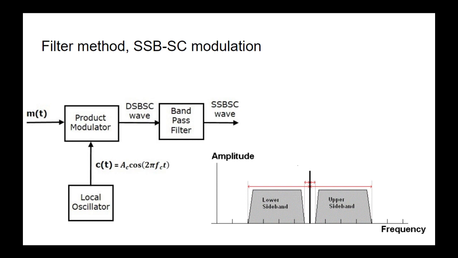You can see the block diagram here. Message signal and carrier signal are applied on product modulator, which gives double sideband suppressed carrier modulated wave, and when we pass this through band pass filter, we get single sideband suppressed carrier modulated wave.